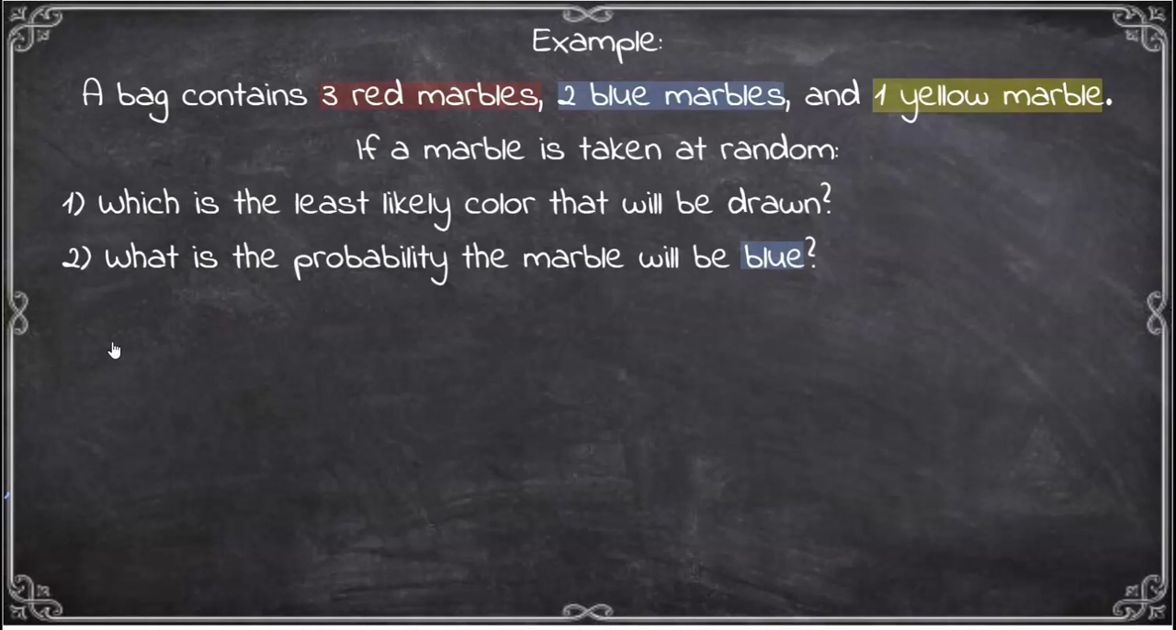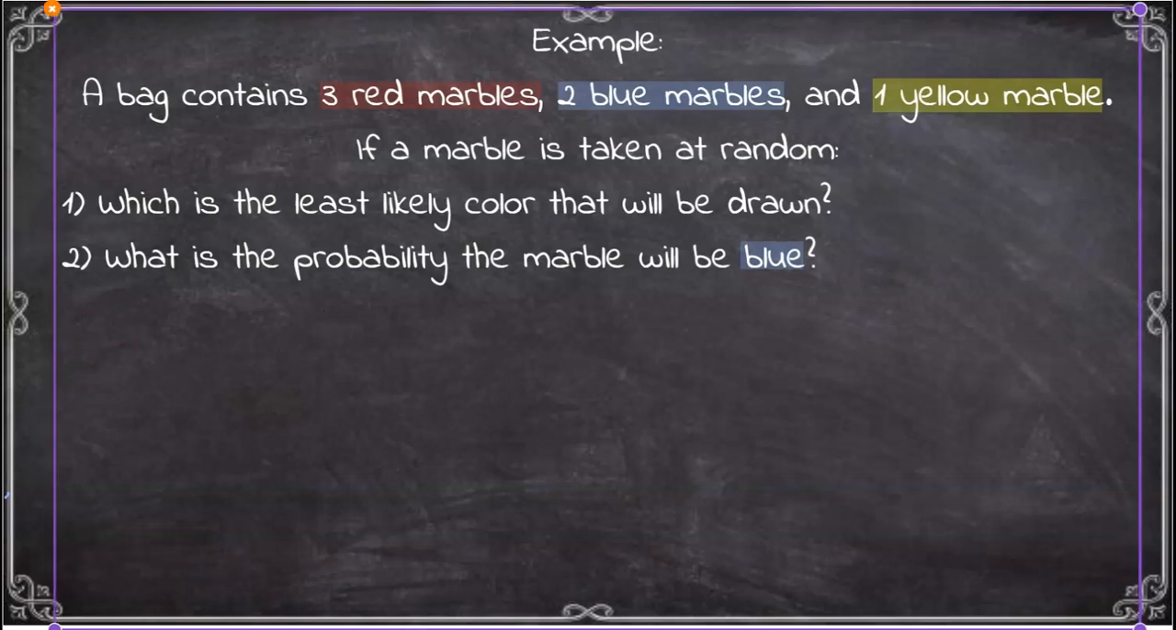Our example says a bag contains 3 red marbles, 2 blue marbles, and 1 yellow marble. If a marble is taken at random, there are 2 types of problems here. Number 1 says, which is the least likely color that will be drawn? And number 2 says, what is the probability the marble will be blue?